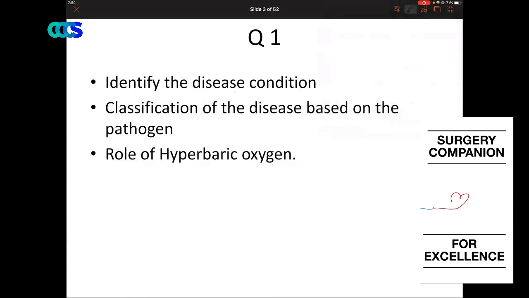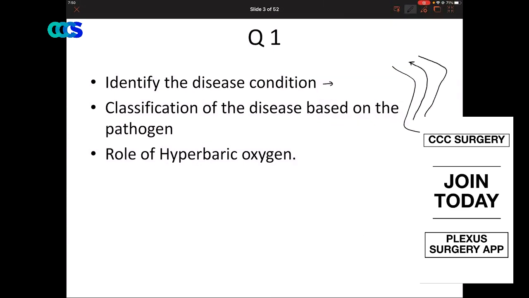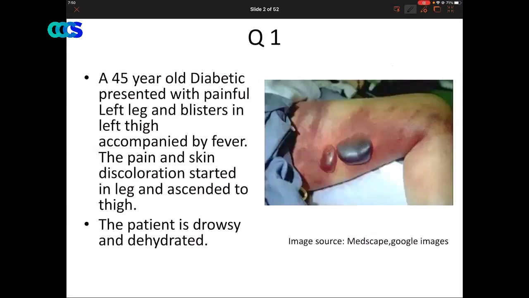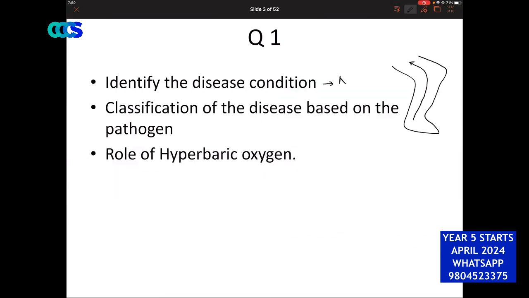An immunocompromised patient with a disease that starts in the foot or the leg and ascends upwards is probably a kind of cellulitis where, as you can see in the previous picture, there is formation of multiple blisters and discoloration of the skin. With this discoloration and painful blisters, remember that the most important point is to differentiate between a necrotizing fasciitis and a cellulitis. Cellulitis is usually not associated with blister formation or darkening of the skin.